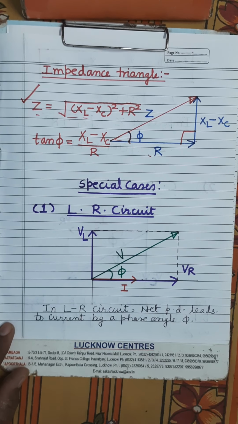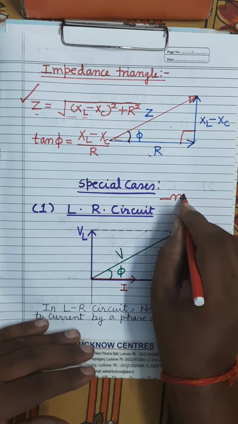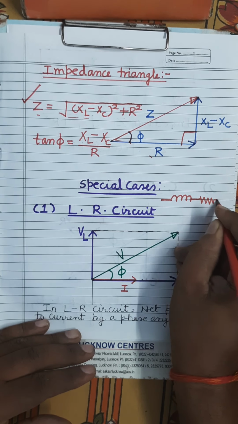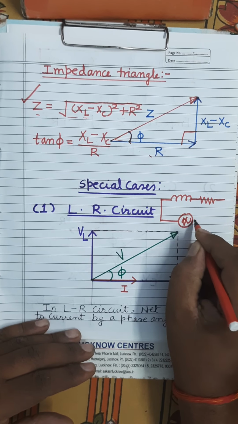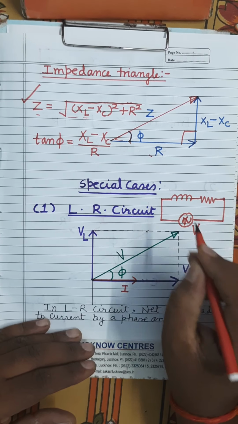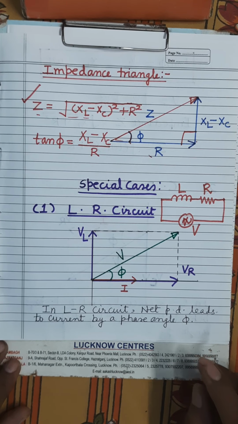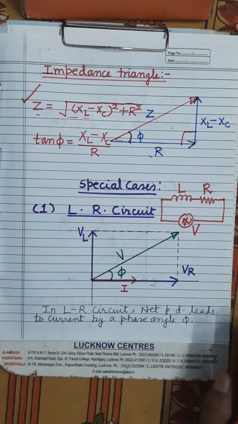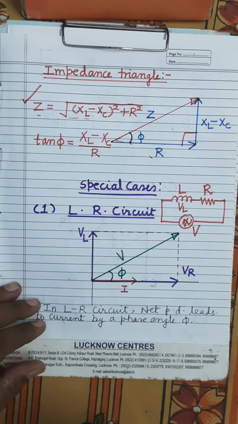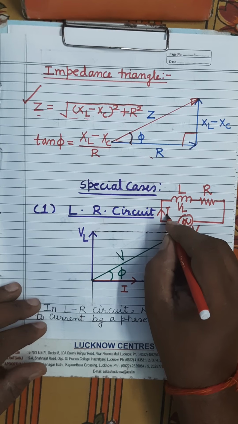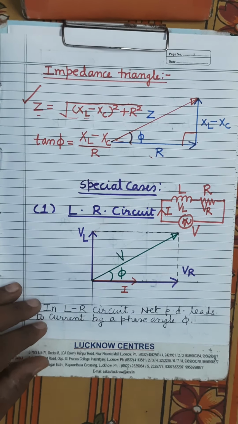So the first one is the LR circuit. LR circuit means there is no capacitor, only there is the resistor. It will be like this. I have shown here, it is like this. This is the LR circuit. And when there is an LR circuit, there is no capacitor. So here the potential difference VL is leading the current by what angle? By 90 degree.